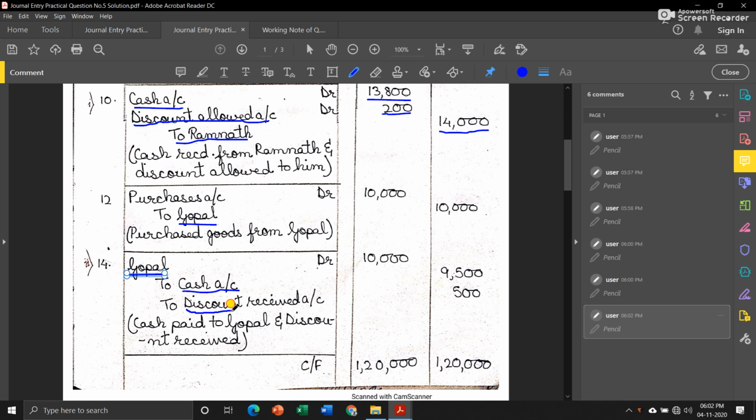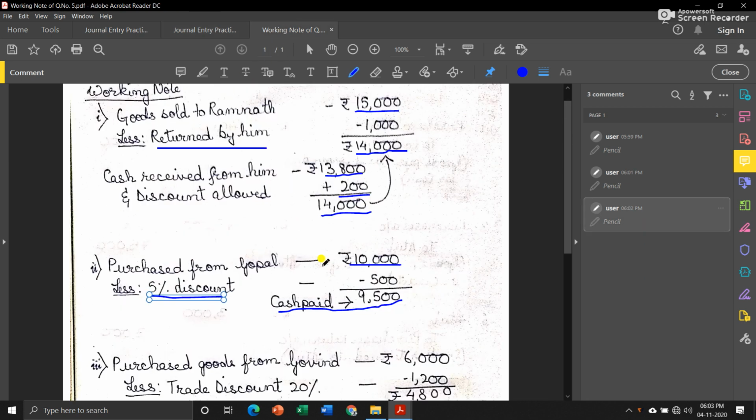Then discount, we received discount from him. You have to be very careful while dealing with discount. You have to see whether you are receiving the discount or whether you are allowing the discount. Until and unless you can tell which one is discount received or discount allowed, your journal entry will be wrong. So in this case we are receiving discount from Gopal, so we will credit it, and amount as we already calculated in working note, discount is 500 and actual cash paid is 9,500.